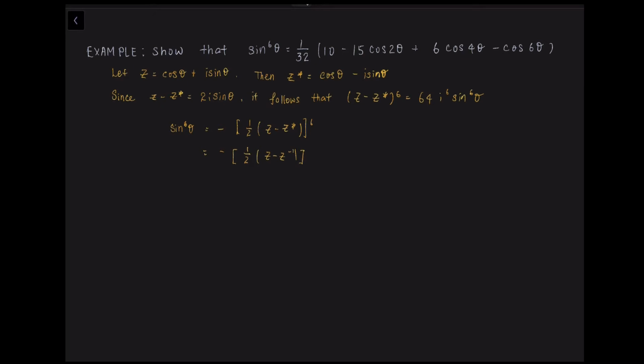And then we know that, we convert z star into z to the power of negative 1 using De Moivre's theorem. The next step is to expand the whole thing using the binomial theorem.